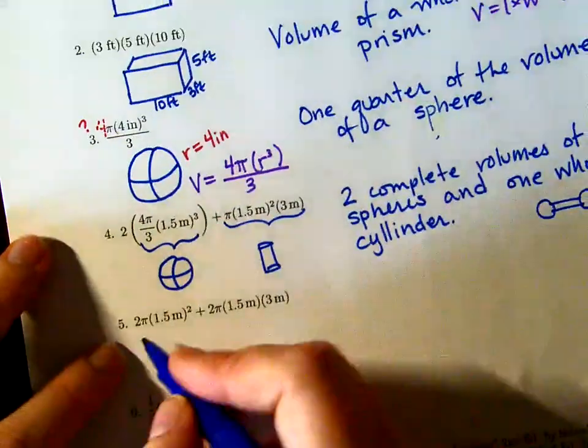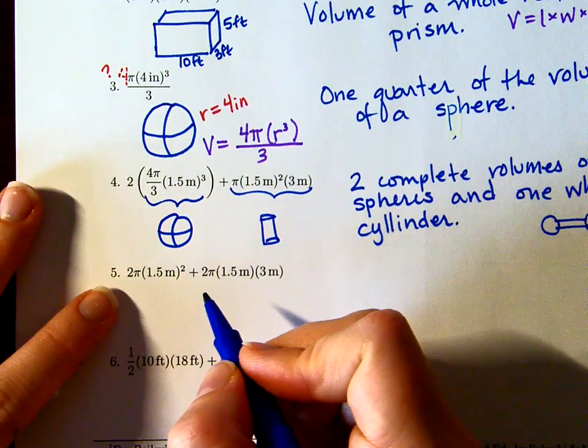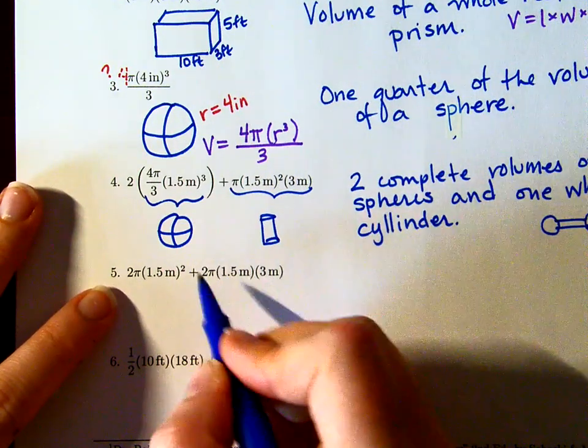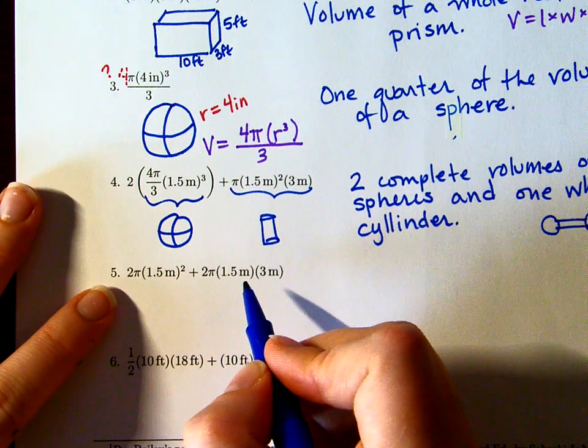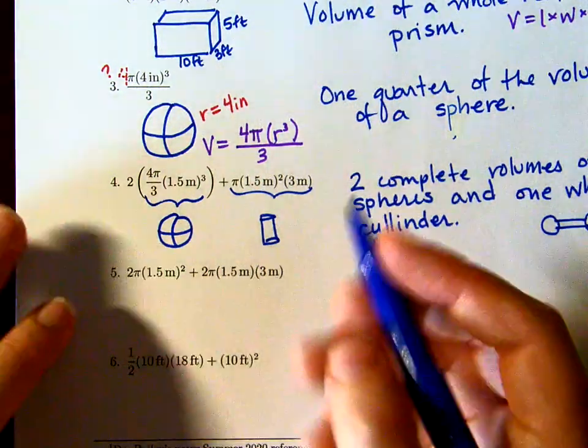All right, so this all together, so this wasn't separate shapes. Well, kind of separate shapes. This was the 2 circles plus the skin of the cylinder.